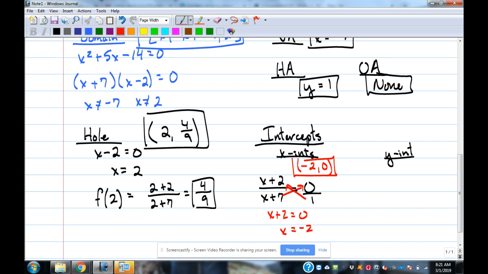Now, how do you find a y-intercept? Set x equal to 0. So we plug in 0 for x.